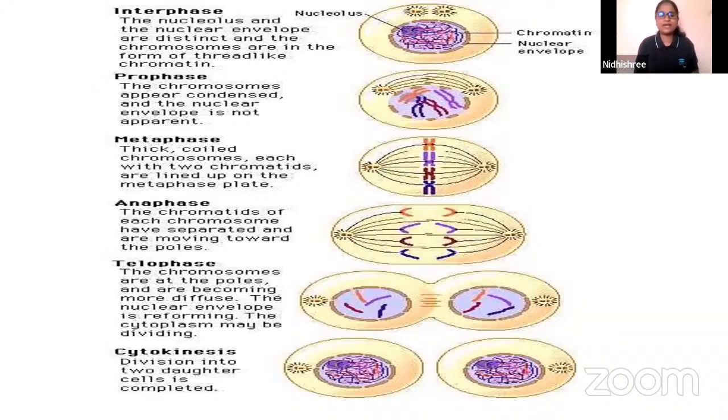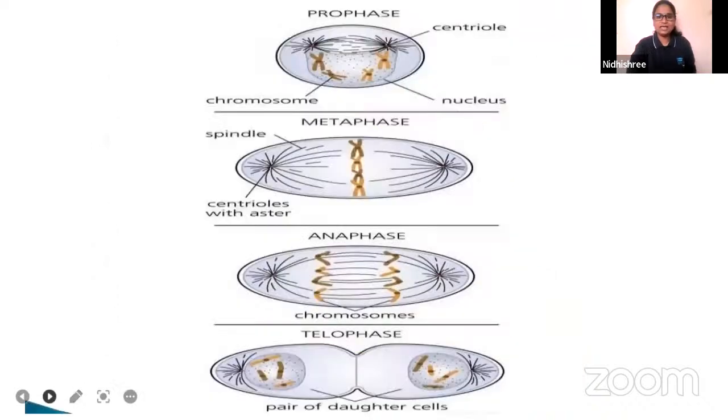So in mitosis, from one parent cell we get two daughter cells. It is called equational cell division because there is no change in the chromosome number in the parent as well as in the daughter cells. See, this is a prophase condition, this is a metaphase, this is anaphase, and this is a telophase condition.